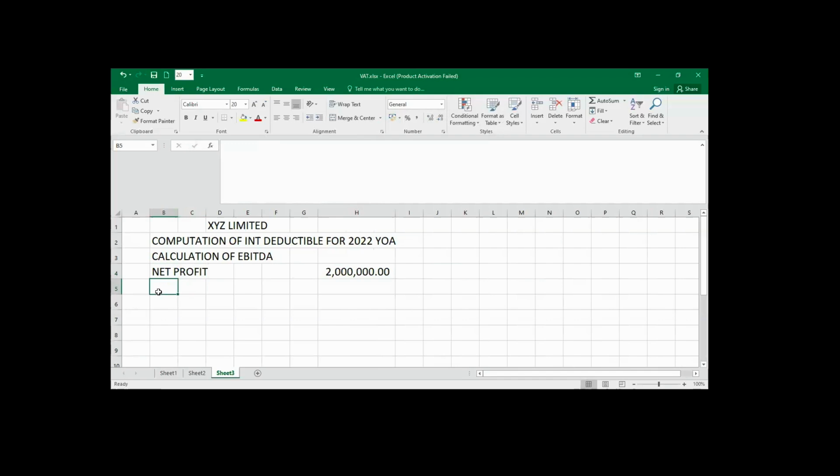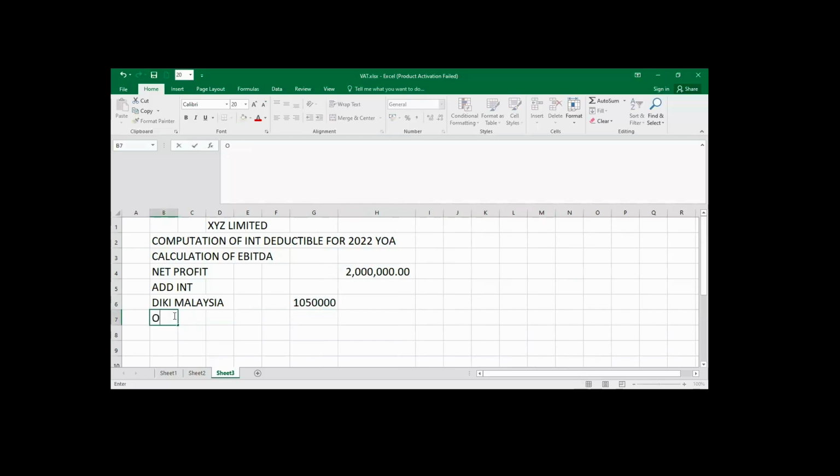You now add interest. Under the interest, we have various categories of interest. We have the one for Dicky Malaysia, which is 1,050,000. We also have the one for other creditors, which is 1 million. The addition of this will give us 2,050,000.